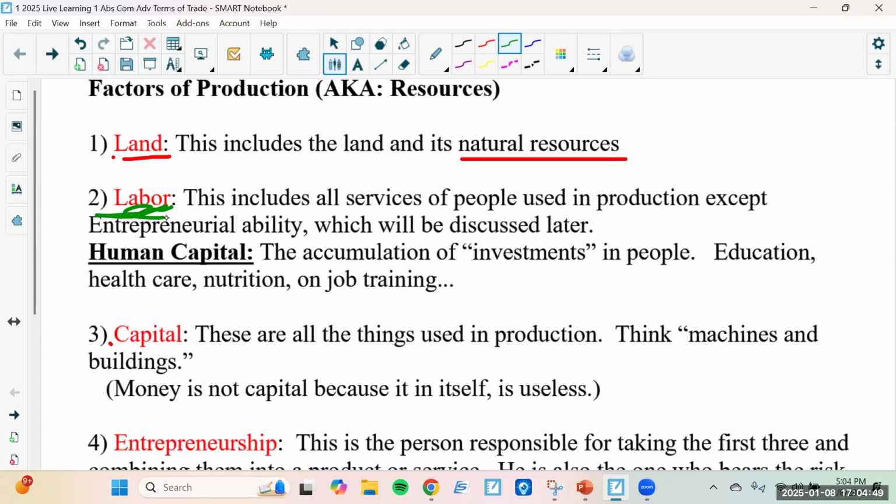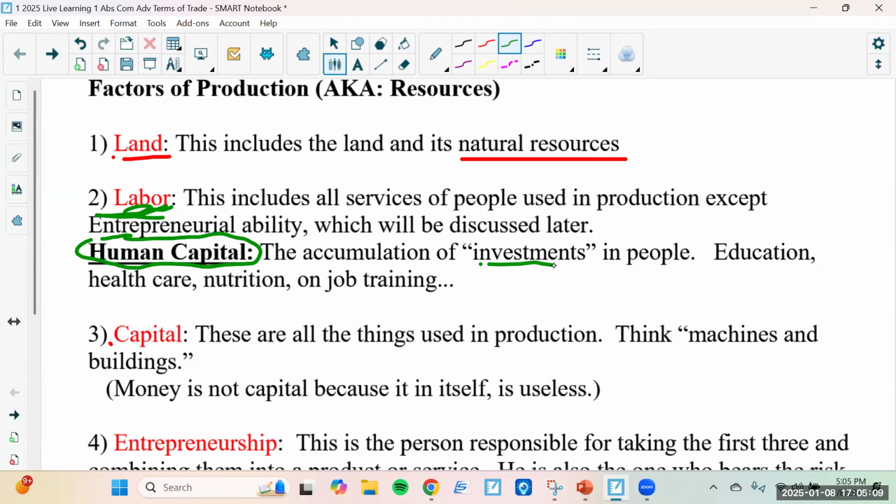You need to be careful about the difference between labor and human capital. Human capital is what makes workers better. It's the investment in people. Right now, you're taking an AP class. Why are you taking an AP class compared to the regular econ class? Because you want to build on your human capital. You want to get ahead of others.